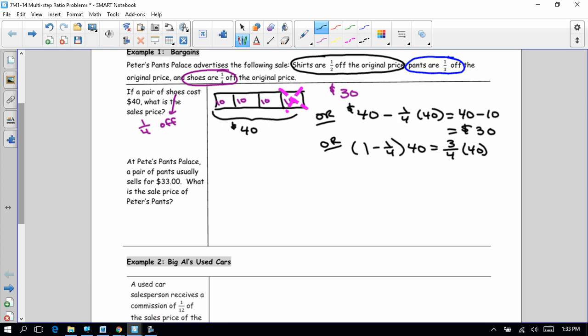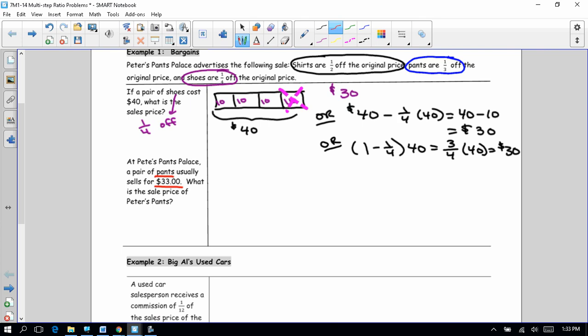Instead of looking at how much off, I'm going to look at how much I actually pay, the percent or fraction I pay. And again, I get $30. All right, that one's kind of crazy, but maybe you like that method. Well, let's keep working on it. We also have pants that are $33, right? We have pants that are $33.